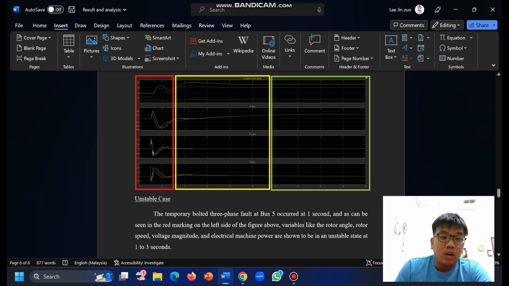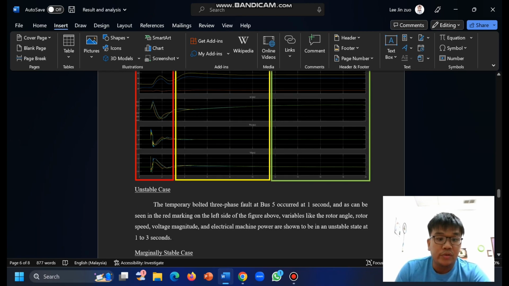The red color shows the unstable case, where the temporary 3-phase fault at bus 5 occurs at 1 second, and the variables like rotor angle, rotor speed, voltage magnitude and electrical machine power are shown to be in an unstable state from 1 to 3 seconds.